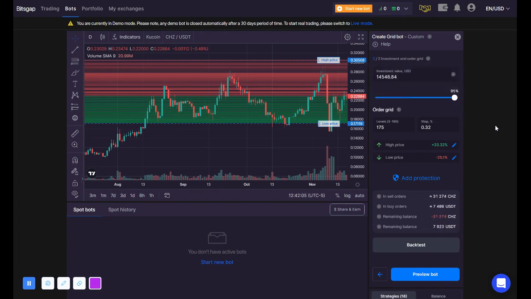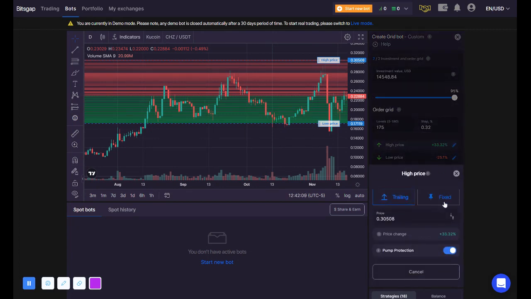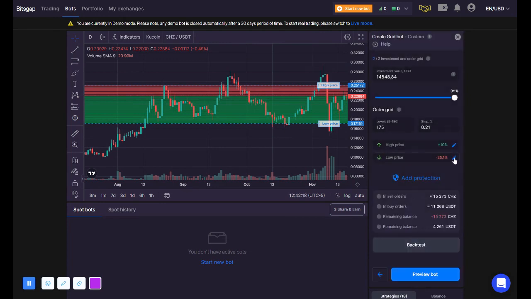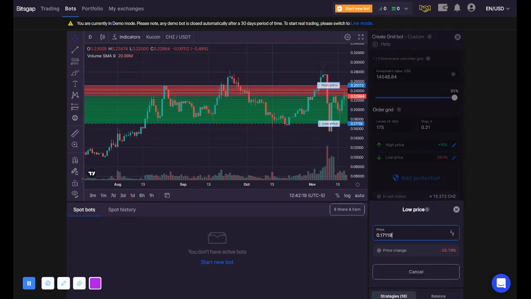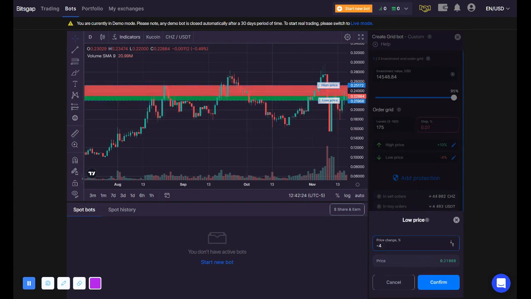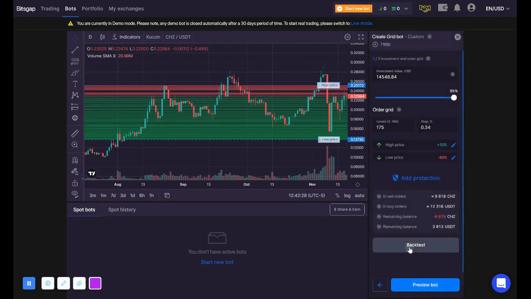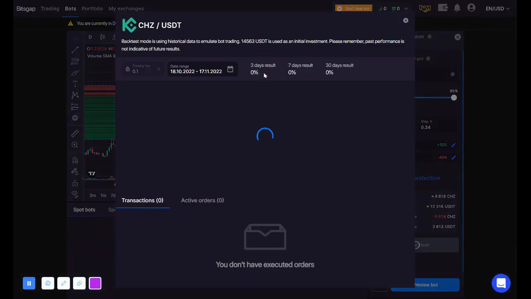Click the edit button on the high price. Then click on the arrows so it changes to a percent sign. Put in 10 for 10%. Press confirm. Go to low price. Do the same but put 40 for 40%. Press backtest and make sure on the 3-day result it says something close to 1% or higher. 1% is the sweet spot.